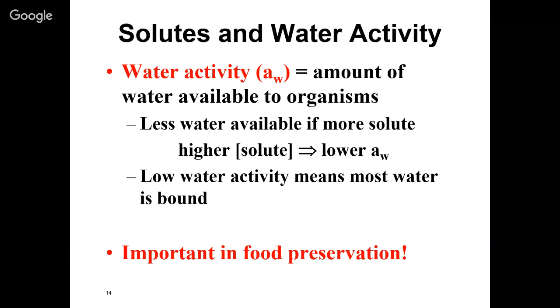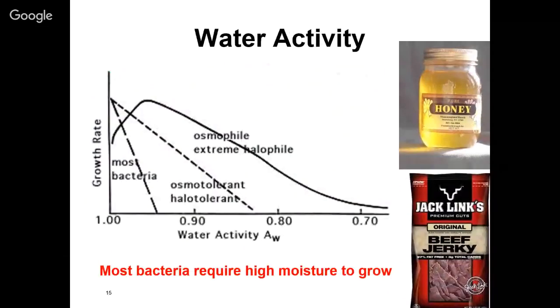So that's just talking about the water that's available. So if you freeze dry something, or you give it a lot of salt or sugar, then the bacteria can't grow because they don't have enough water. Yeah, that's exactly right. So she gives the example of honey and beef jerky, right?